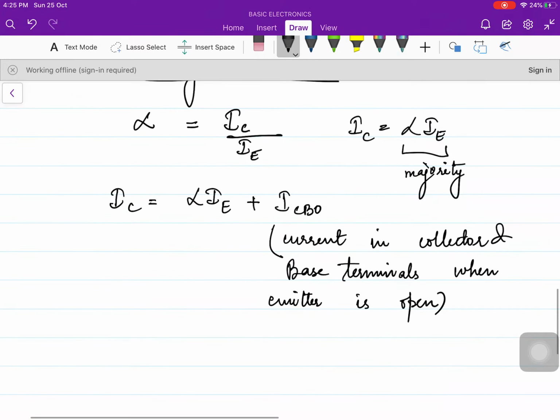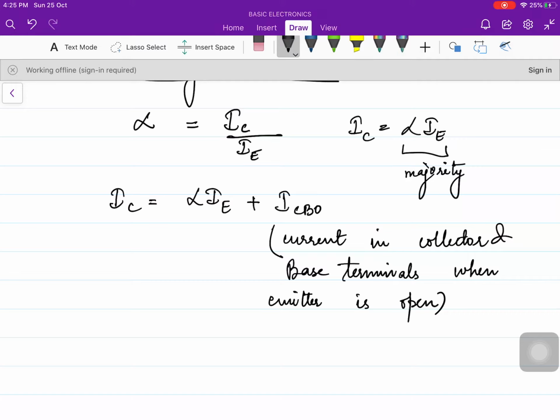So what is here? First of all, you should remember that the collector current is composed of two components. One is majority and other is due to the minority. Minority is coming from the reverse biasing. Now the majority, if you are talking about the current gain, it is always denoted by alpha in case of common base, output current upon input current. When you take out the output current from here, it comes out to be alpha IE, but you have to include the minority current also over here. It is indicated by always ICBO.